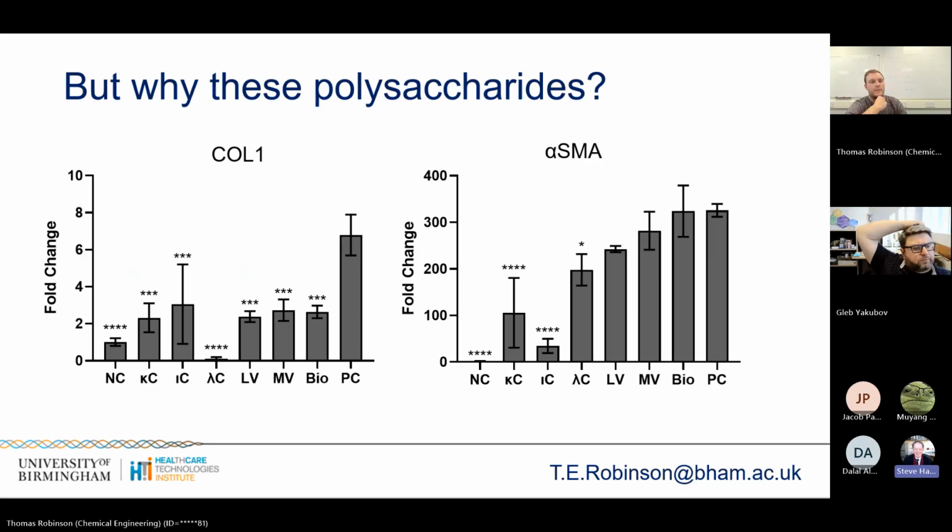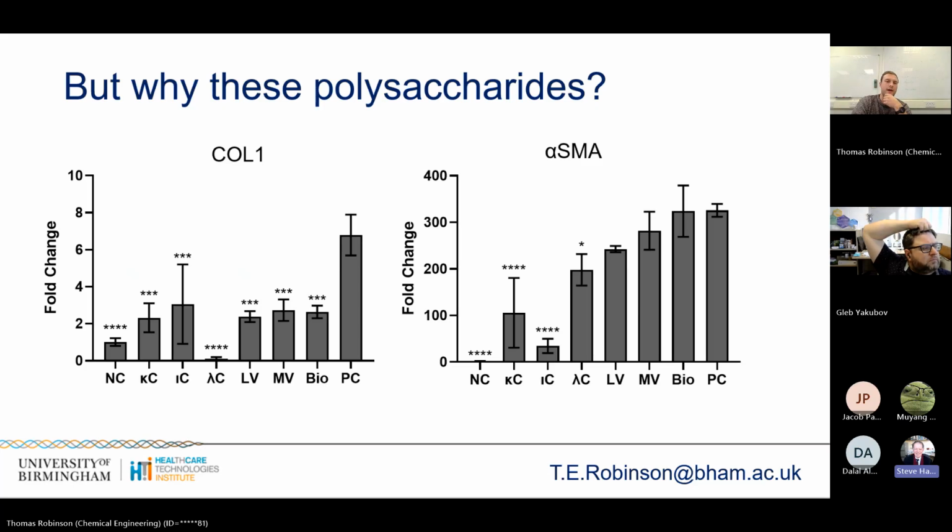Here we looked at a couple of different polysaccharides, so different variants, sorry. So we looked at the kappa, iota, and lambda variants. For the alpha SMA readout, which is, I guess, the main one we're interested in, iota does seem to be the most effective. On the collagen readout, that's not true, and actually lambda's the most effective. So there's clearly more work we need to do here to try and suss that out.